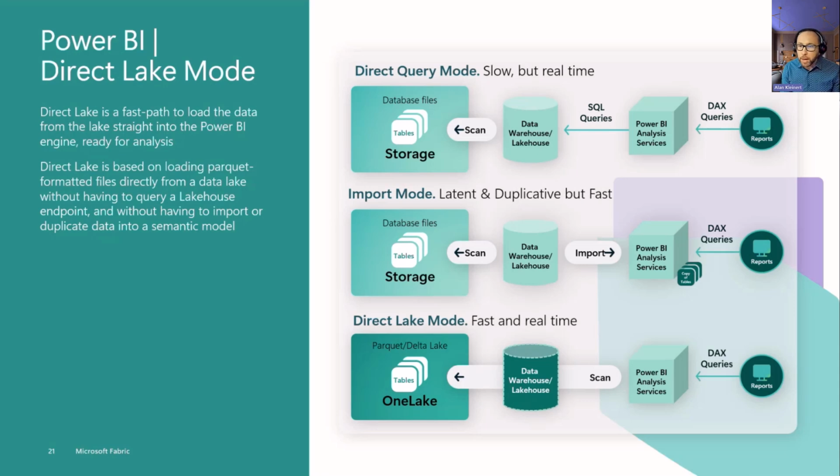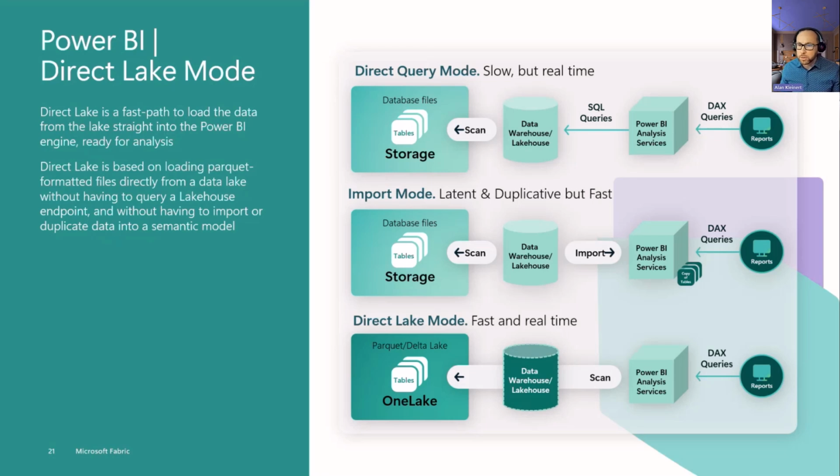Import mode is super fast, but guess what? You have to duplicate the data. So you're doing that heavy scan, but then you're caching all that data locally as a duplicate. If you're doing big data, for example, that's probably going to lack. There are a lot of different limitations here.